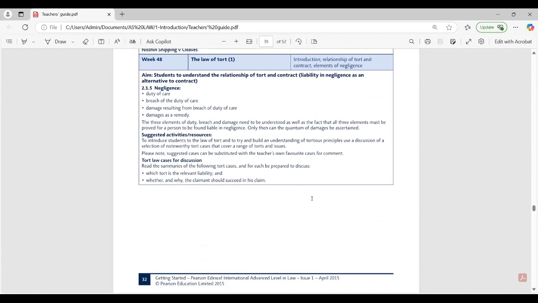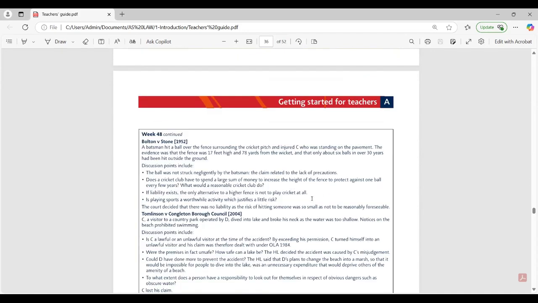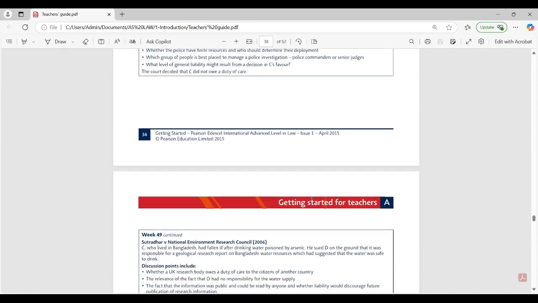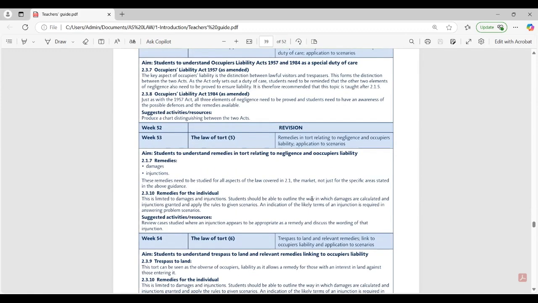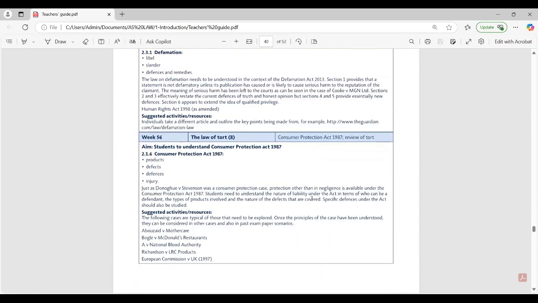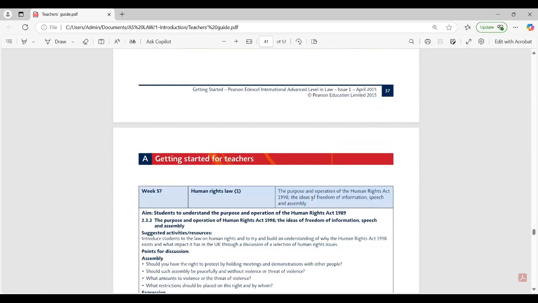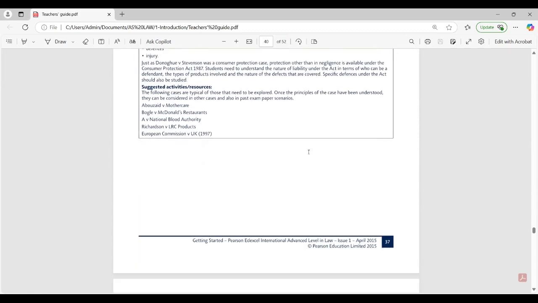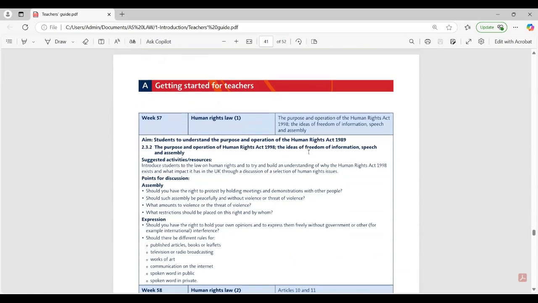And secondly, we have law of tort. The main area covered here is negligence, and you have a lot of case laws for law of tort. And after negligence, you have areas like Occupier's liability, trespass to land, defamation, Consumer Protection Act of 1987. So under that comes product liability. And finally, the remedies that you can take under law of tort.